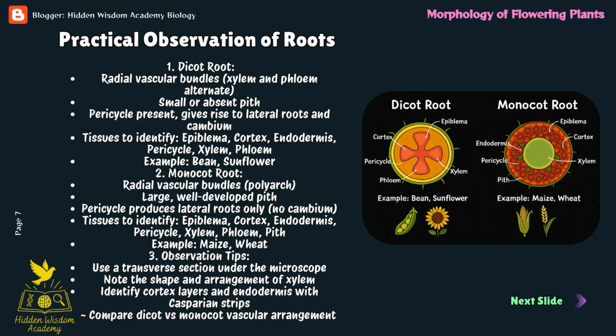During practicals, carefully observe the transverse section, note the shape and arrangement of xylem, identify cortex layers and endodermis with Casparian strips, and compare dicot and monocot vascular arrangements. In exams they often ask about tissue identification, radial versus polyarch bundles, pith size, and cambium, so this observation is very important.